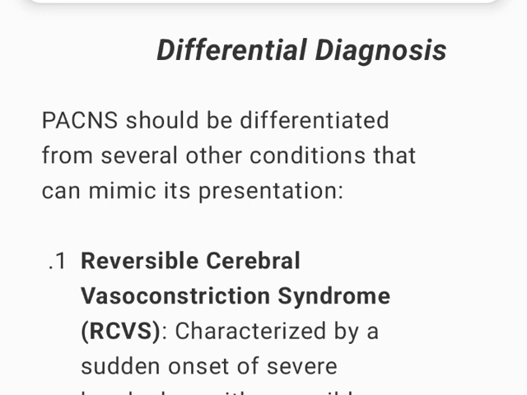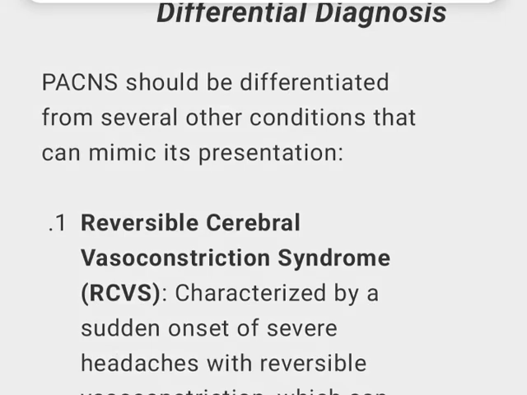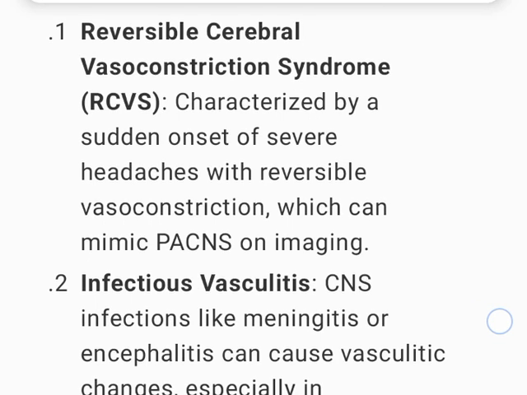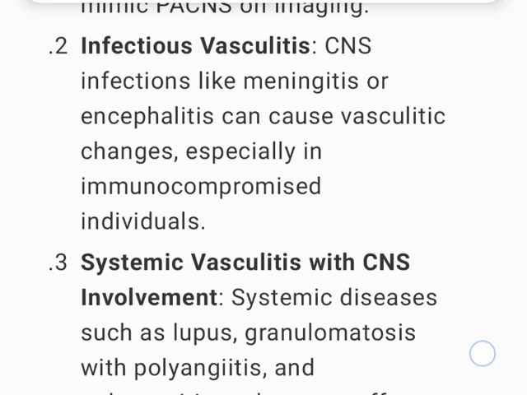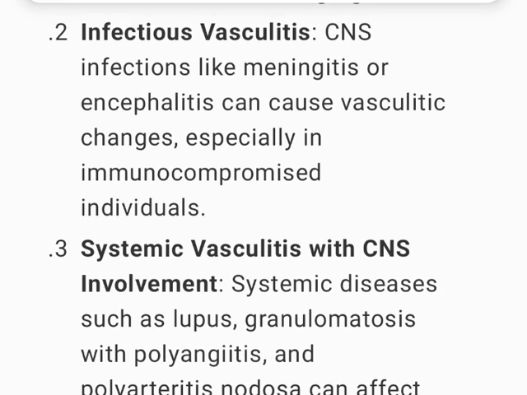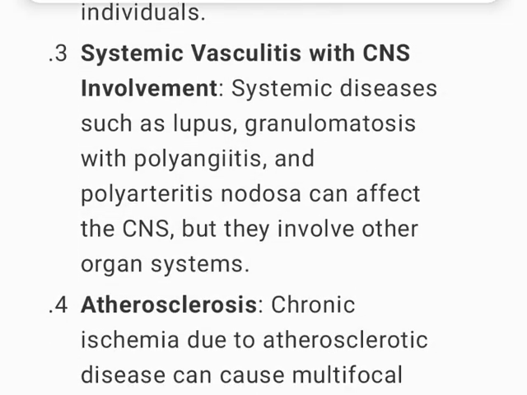Differential diagnosis. PACNS should be differentiated from several other conditions that can mimic its presentation. 1. Reversible cerebral vasoconstriction syndrome, RCVS, characterized by a sudden onset of severe headaches with reversible vasoconstriction, which can mimic PACNS on imaging. 2. Infectious vasculitis. CNS infections like meningitis or encephalitis can cause vasculitic changes, especially in immunocompromised individuals.